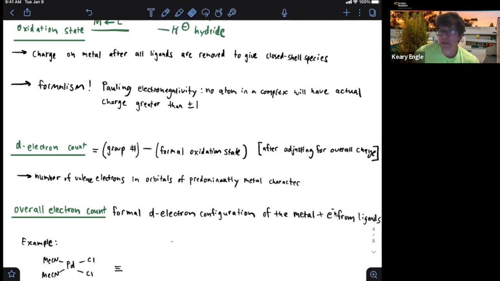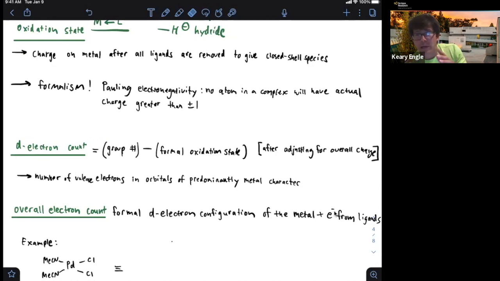Another very important point about oxidation state is that the oxidation state we determine based on this analysis is, at the end of the day, a formalism. It's accounting. It does not necessarily describe the true, physical oxidation state of the metal. In fact, often it will be way off from the physical oxidation state, because the Pauling electroneutrality principle states that no atom in a complex will have an actual charge greater than +1 or -1.